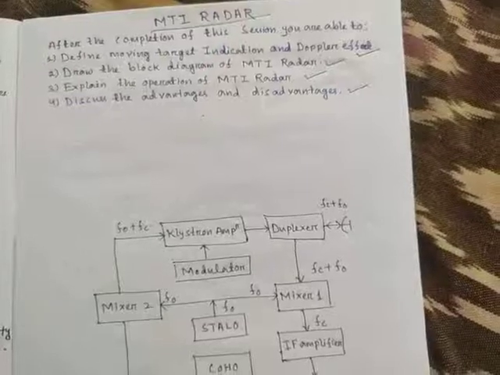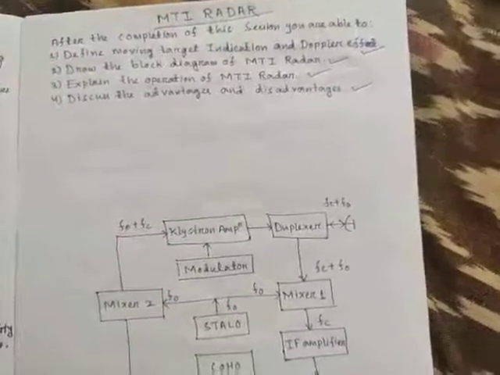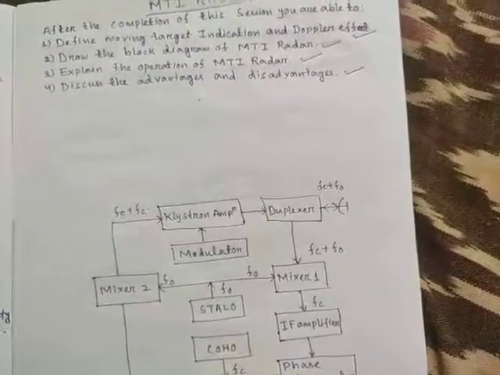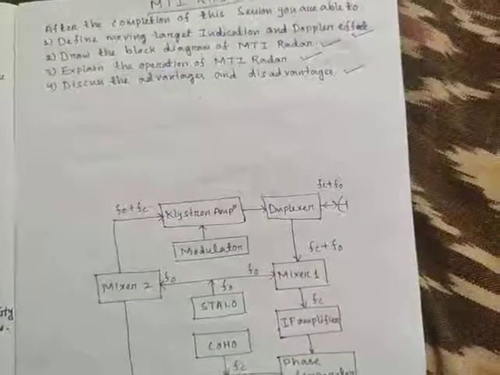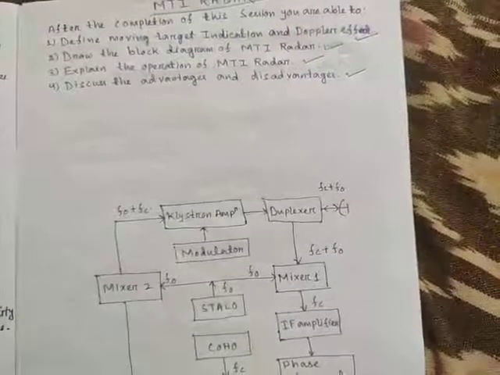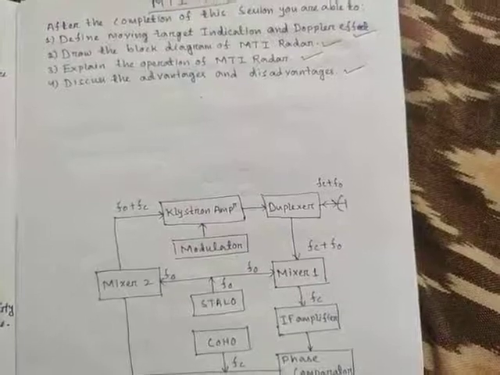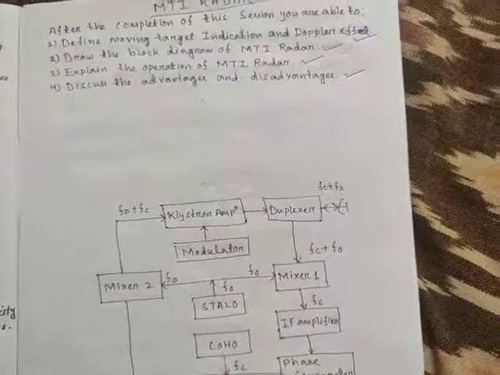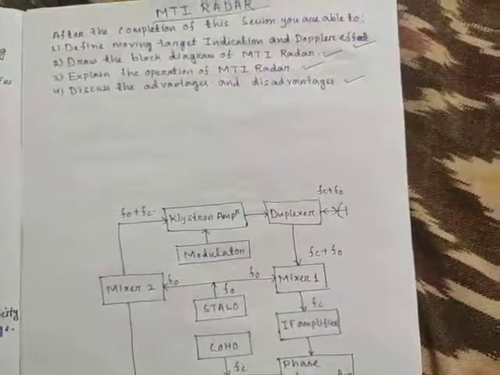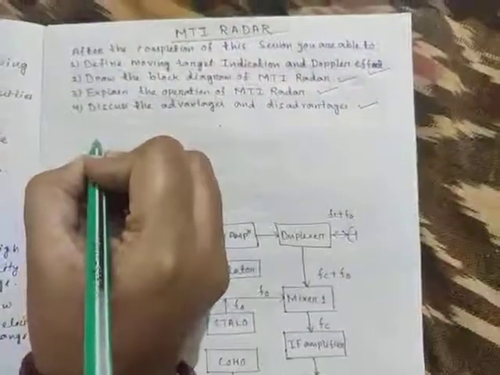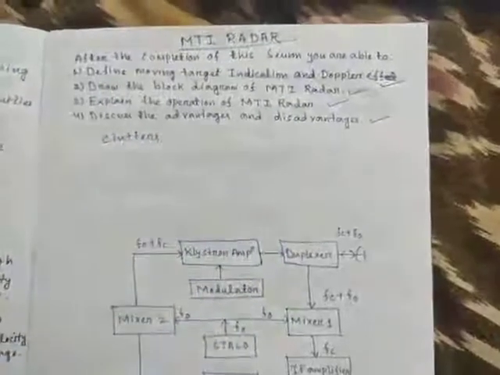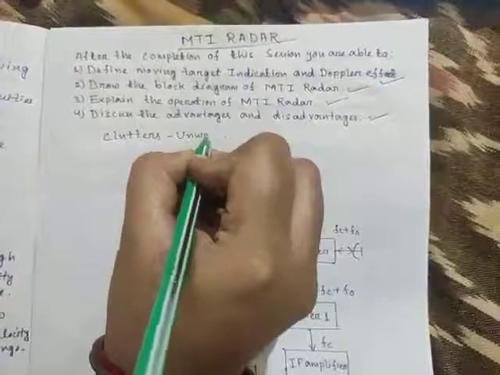Moving target indication is the process of showing the echoes coming from moving targets in the radar display, for which we use MTI radar. MTI radar is used to detect only movable targets, but in practical applications, radar receives echo signals due to stationary objects in addition to the echo signal due to the movable target. The echoes coming from stationary objects are known as clutters. Clutters are the unwanted signals.